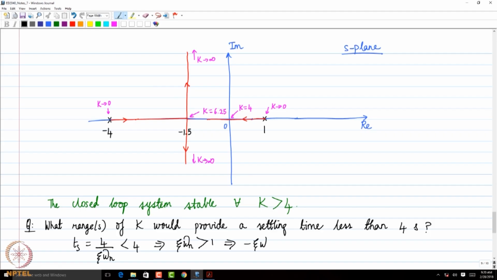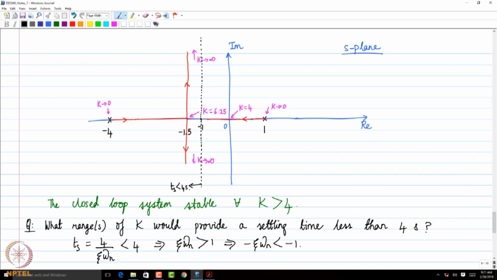which implies that minus zeta omega n should be less than minus 1, right? So let's say I draw a vertical line at minus 1. We already discussed this last week, when we wanted to translate performance specifications into regions of poles. So if all the closed loop poles lie to the left of this vertical line at minus 1, that will give me an assurance that the settling time is less than 4 seconds, right?